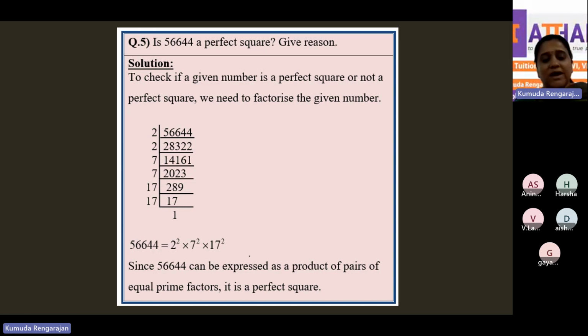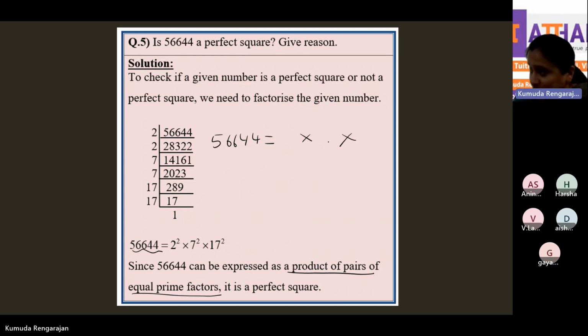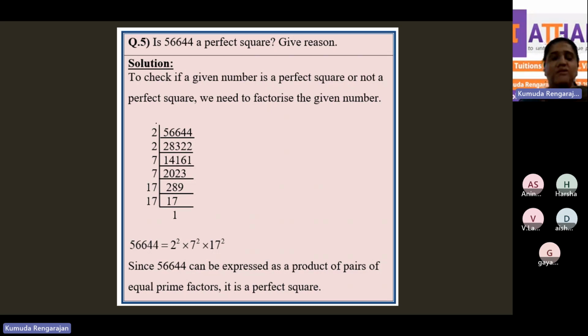And then you must say, I told you this, because it can be expressed as the product of pairs of equal prime factors. I explained this in the last class. Because the number 56644 can be expressed as a product of pairs of equal prime factors. So see here, two 2s, two 7s, two 17s. So it's a perfect square. So to answer this question, the prime factorization method is more appropriate.